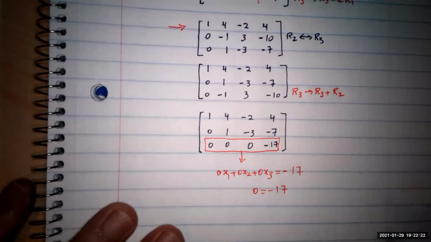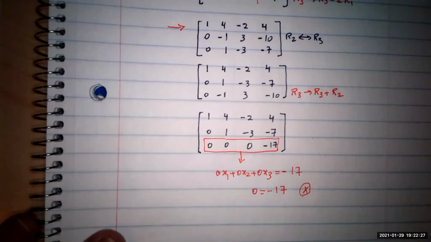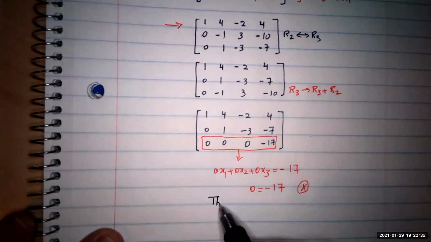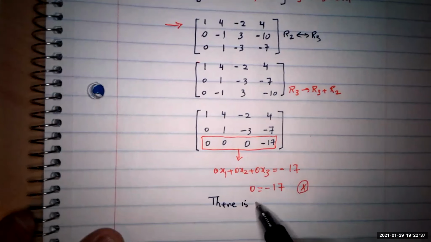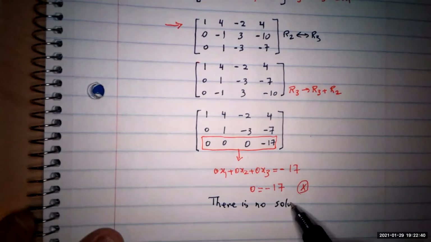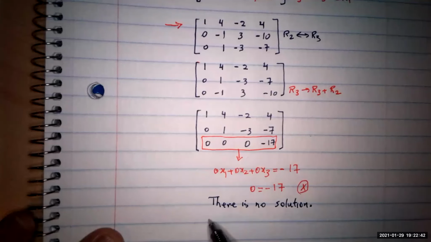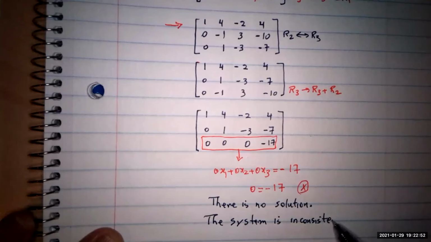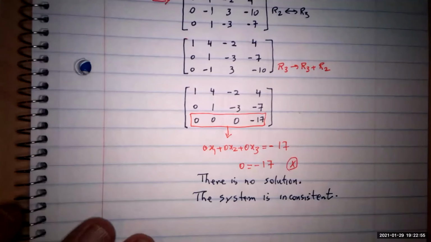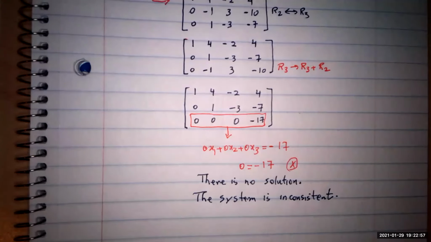Okay, 0 equal to -17, never. So this system has no solution, and the system is inconsistent because we get 0 equal to something. There is no solution, and you can say that the system is inconsistent. One of them would be fine: no solution, or the system is inconsistent.